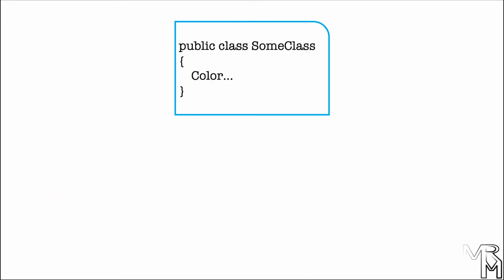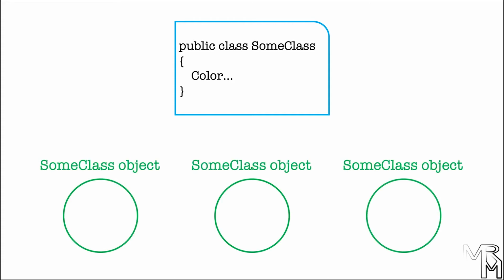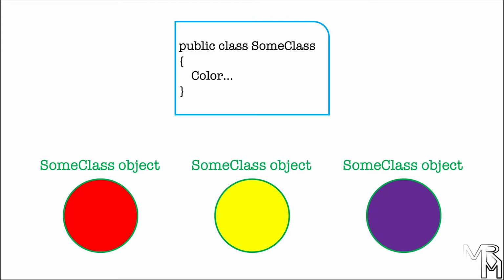Say we have a class that has a member variable that represents color. Now, if we create 3 objects of that class, each of the objects will be able to have its own color. And even though these 3 objects have different colors, they are still objects of the same class. This means that objects of the same class do not have to be completely identical.